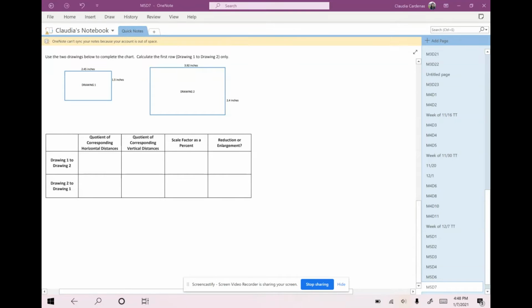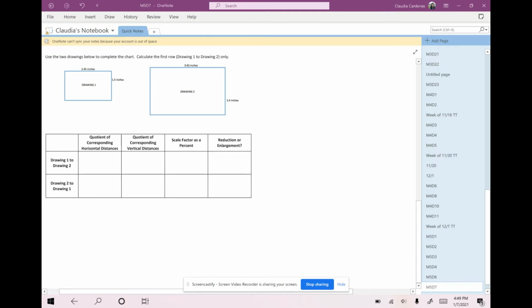So yesterday we focused on how we can write the scale factor as a percent and vice versa, but today we are going to practice how to fluently find the scale factor no matter what the original or new image is. So let's go ahead and take a look. This problem below says to use the two drawings below to complete the chart. Calculate the first row from drawing 1 to drawing 2 only.